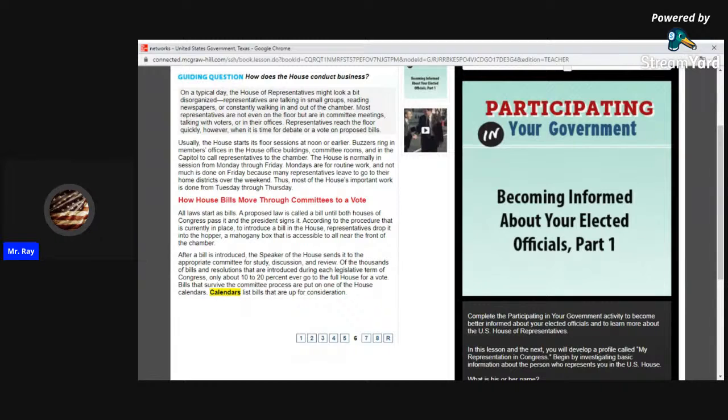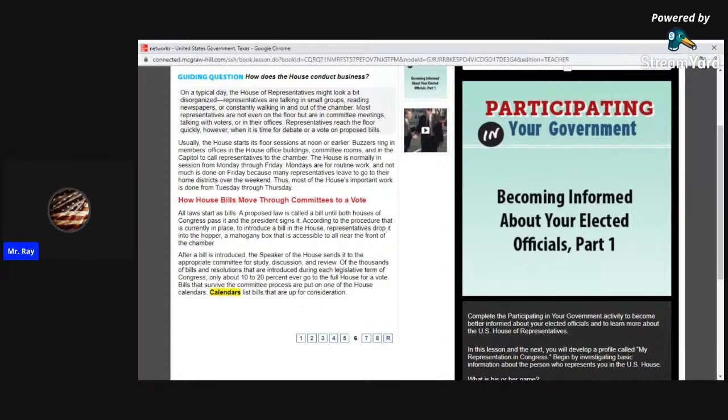And how do bills go from committee to vote? I don't know if you guys remember "I'm Just a Bill on Capitol Hill." We used to sing this song with one of the US history classes. Well, first, the bill needs to be introduced. It's actually put in a little box. Boom. It's called a hopper. It's a mahogany box that is accessible to all near the front of the chamber. And then the speaker will send that to the committee to review.